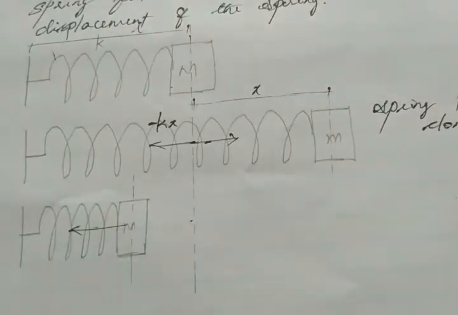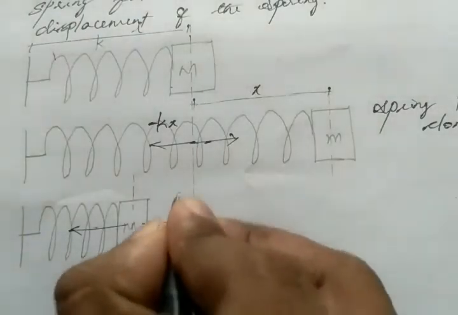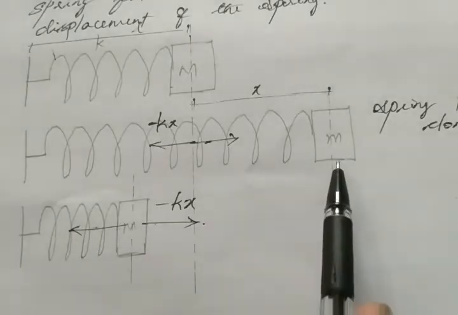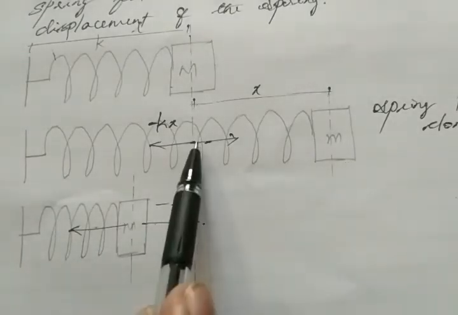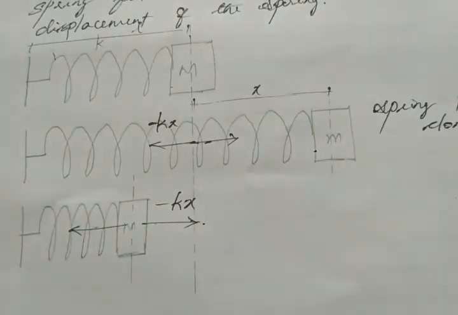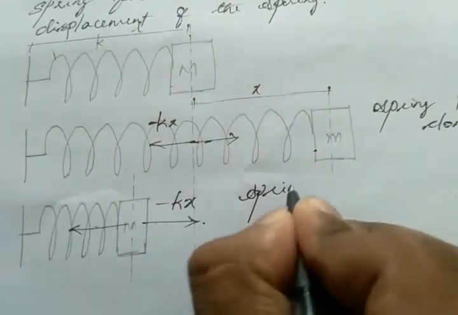And what will be the direction of force? This is the direction of force. So this is the direction of spring force. When you remove this mass, the spring will move towards the right side. Why? Because of the spring force. If you remove the mass here, because of the spring force which is acting on the left side, the spring will move towards the left side. Clear? So here the spring is compressed.